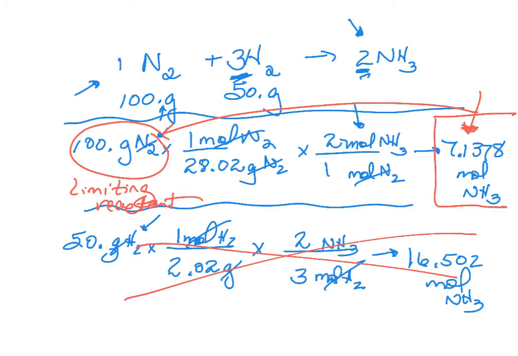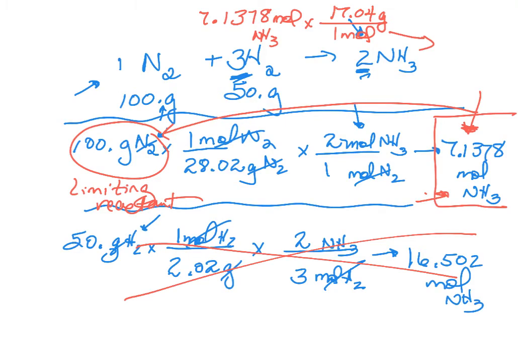So now if the problem had asked for how many moles of NH3 can be made, that would be your answer, but typically it'll ask for grams. And so once you have the limiting reactant, you would go ahead and do one more calculation to get grams. And so the molar mass of ammonia is 17.04 grams per mole. And so now, if we multiply those out, they will give us the grams, the theoretical mass that can be made.